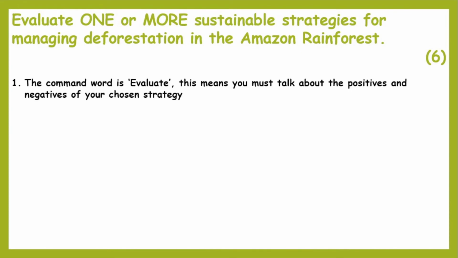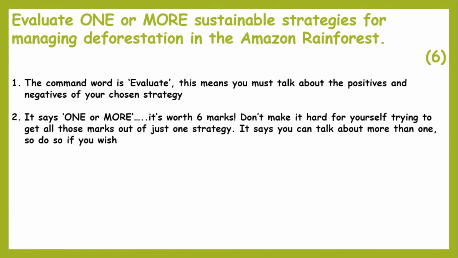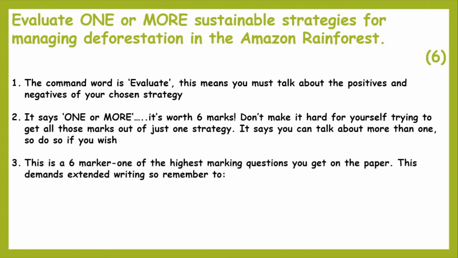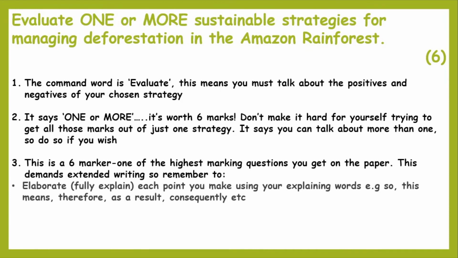All right. So the command word is evaluate. You've got to talk about both sides. It says 1 or more. Like I said, don't make it tricky for yourself. Talk about more than one. It's a 6 marker, so every point you make, you've got to elaborate it using these strategies. Use your elaborating words such as this means, therefore, as a result, consequently, so, furthermore, because.